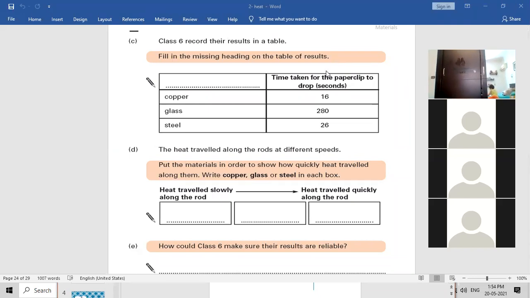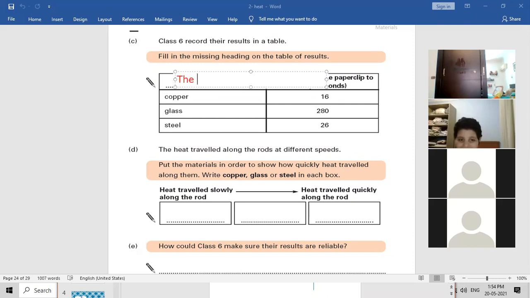Okay. Class 6, record the results in a table. Fill in the missing heading on the table of results. Okay, now we're not missing any results. We want to know what we should write here, that under it goes copper, glass, and steel. Yes, Adham. The material of the rod. Thank you so much. The material of the rod.